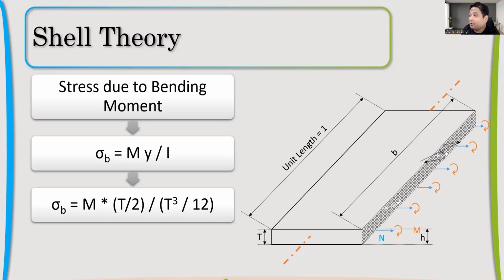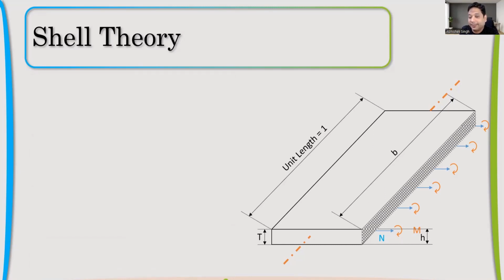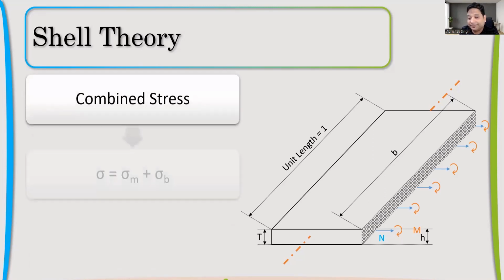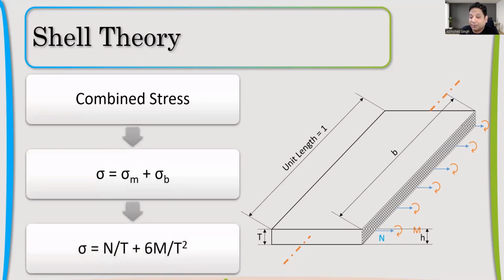So what we have to basically do now, we have to just add them, right? So combined stress will be nothing but sigma M, the membrane force, plus sigma B, bending stress. So this will become my total stress formula for adding both these items.